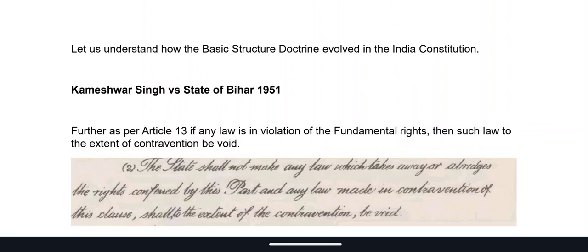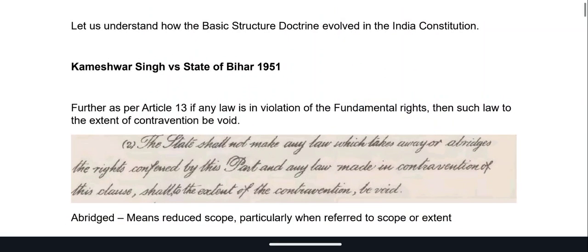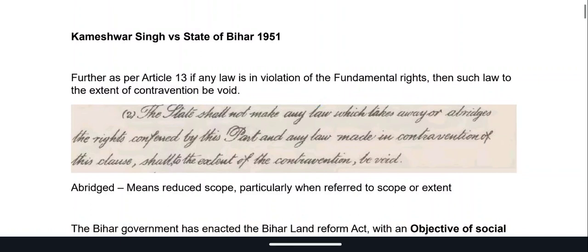Now, for understanding this doctrine of basic structure, we also have to analyze a series of Supreme Court judgments and a few constitutional amendments. The Supreme Court judgments we have to analyze are Kameshwar Singh versus State of Bihar, Shankari Prasad versus State of Bihar, Sajjan Singh versus State of Rajasthan, Golaknath brothers versus State of Punjab, and finally Kesavananda Bharati versus State of Kerala, and also the first, fourth and 17th constitutional amendments.